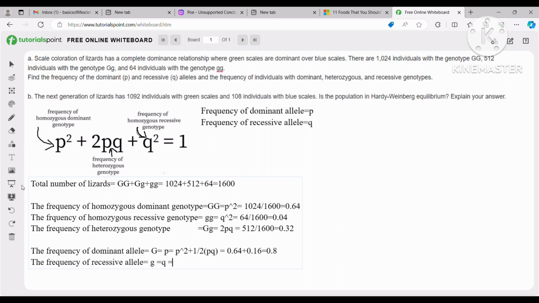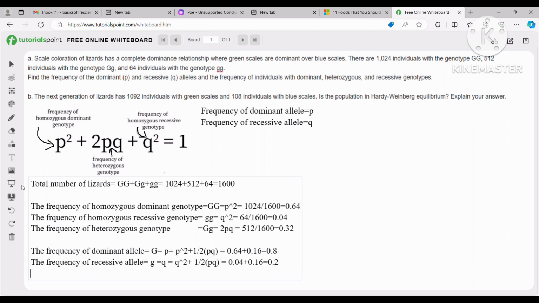Now, in the same way, you can calculate the frequency of the recessive allele. For the recessive genotype you already got 0.04. So 0.04 plus 0.16 is equal to 0.2. So the frequency of the dominant allele is 0.8, and the frequency of the recessive allele is 0.2. See, this is the same methodology.